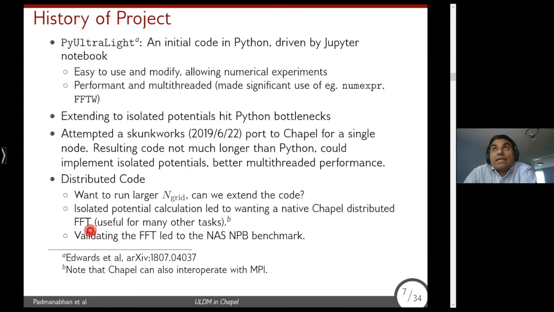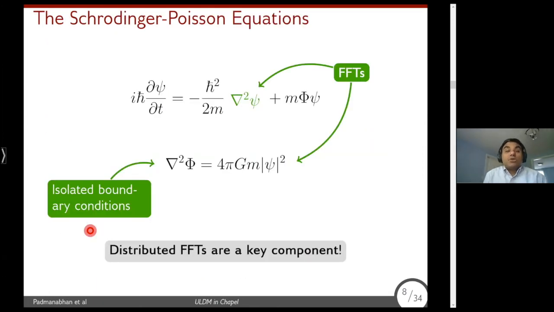And so we attempted to port this over to Chapel, starting off with a single locale version and then going out to a multi-locale version. And what we'll show you today are the results from this. So let me start talking about the system we're solving and the actual code. We're solving these two equations, just evolving them forward in time. The first equation up top is the Schrödinger equation, and the second one is the regular Poisson equation to work out what the gravitational potential is.